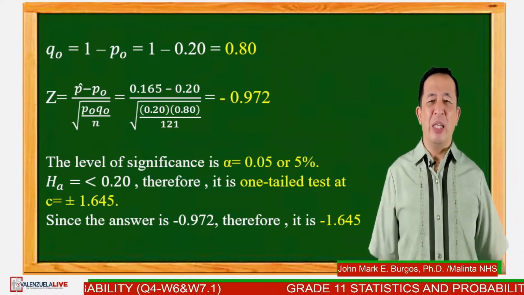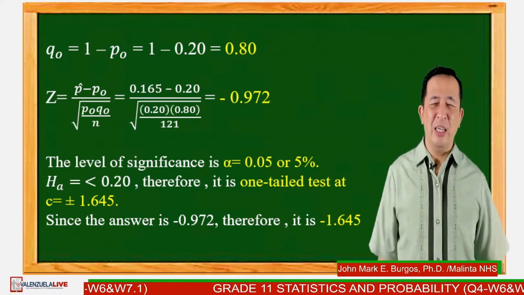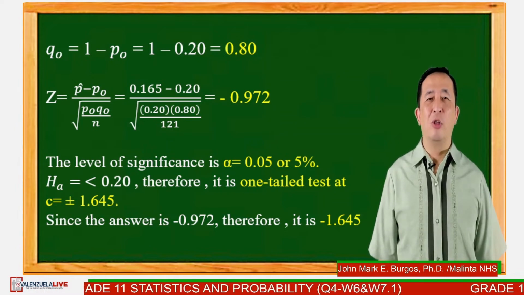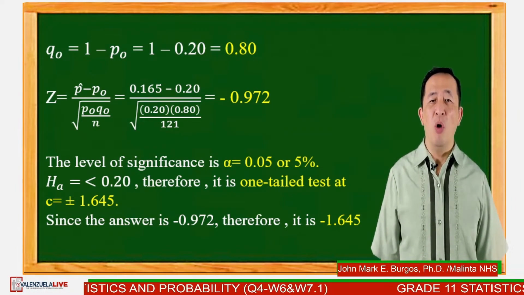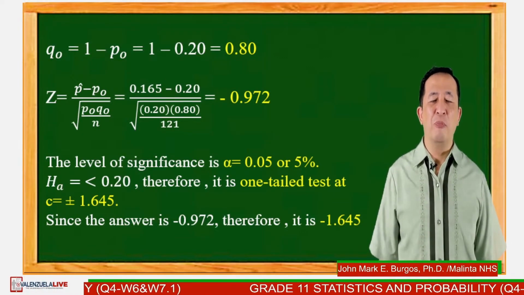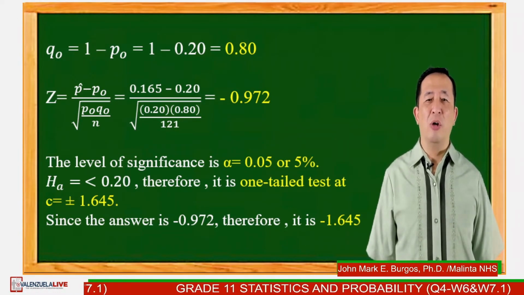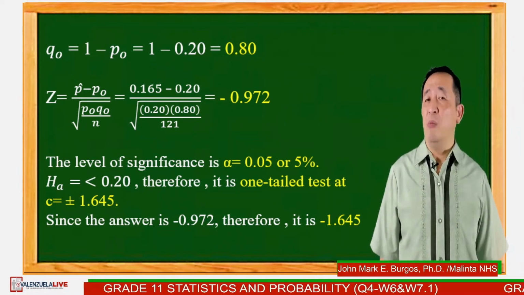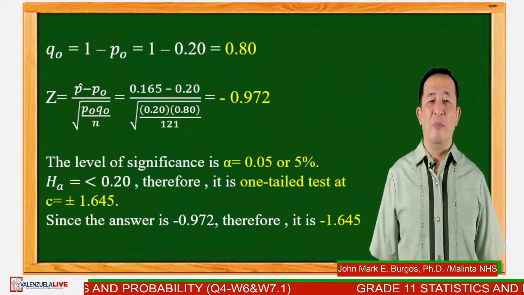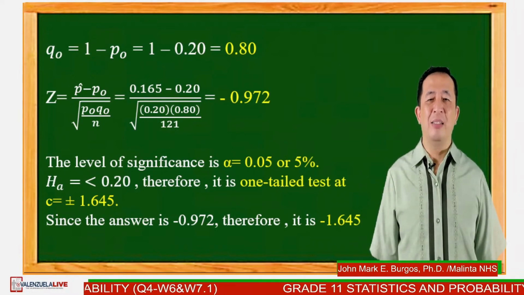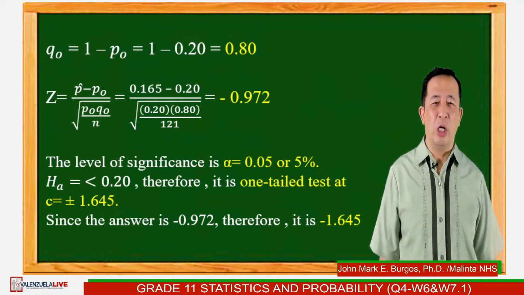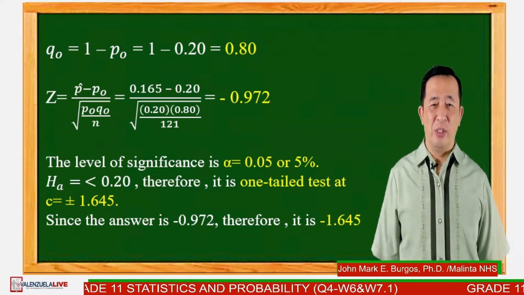To compute for the Z value of the Z test, we have P hat minus P sub O over the square root of P sub O times Q sub O over N, which is equal to 0.165 minus 0.20 over the square root of 0.20 times 0.80 over 121. The computed value will be negative 0.972. Now, the level of significance is alpha is equal to 0.05 or 5%.